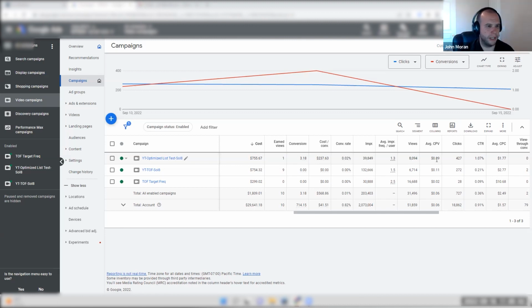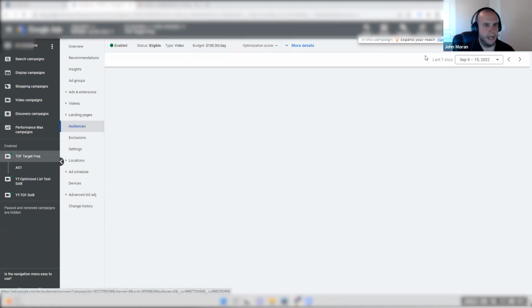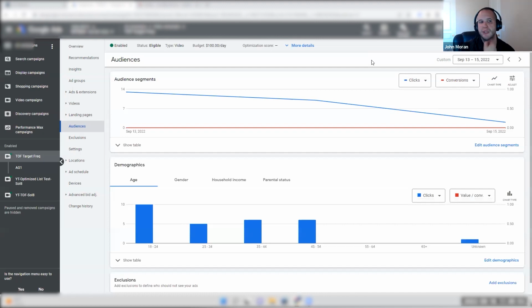Yeah, especially if you have an audience size that's large enough, and that's what we'll get into next: the target frequency. I'm using just one ad group with an audience that is fairly wide. Now, here's the bad part of target frequency: you cannot use custom audiences. You have to use Google's audiences. This isn't good or bad. I like it because it's appropriate.